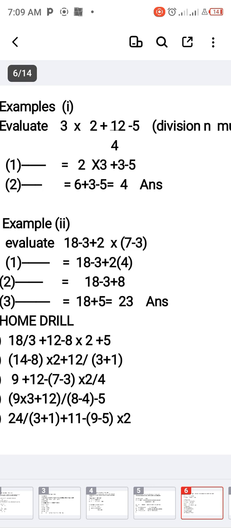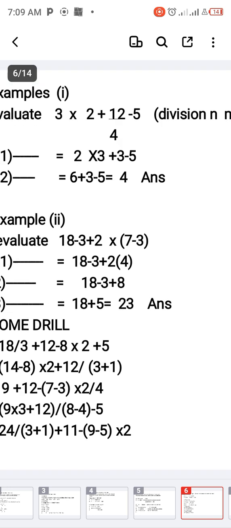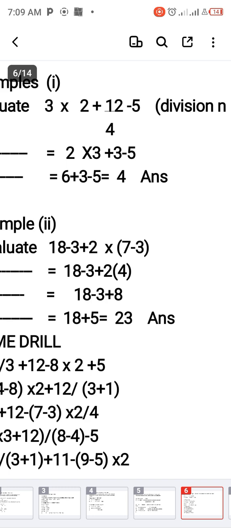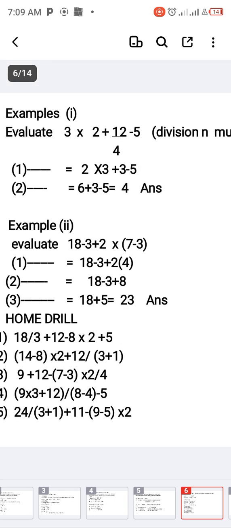So we have 2 times 3, multiplication. We have resolved division, which resulted in 3. Then minus 5. So in step 2 we have 6 plus 3 minus 5. 6 plus 3 minus 5 is equal to what? 4. And 4 is the solution to that question.